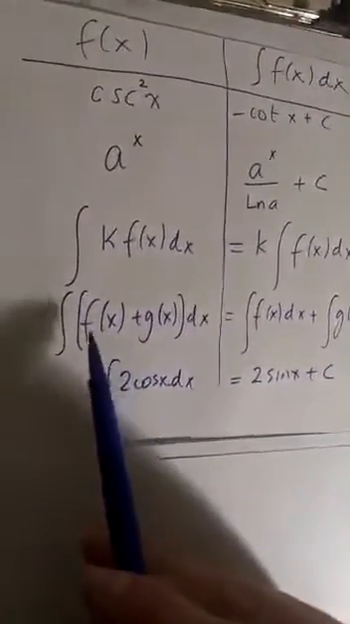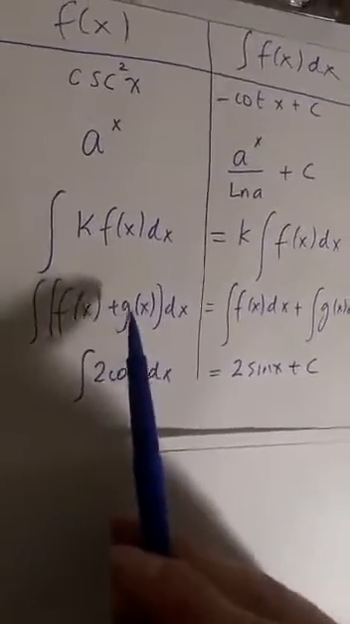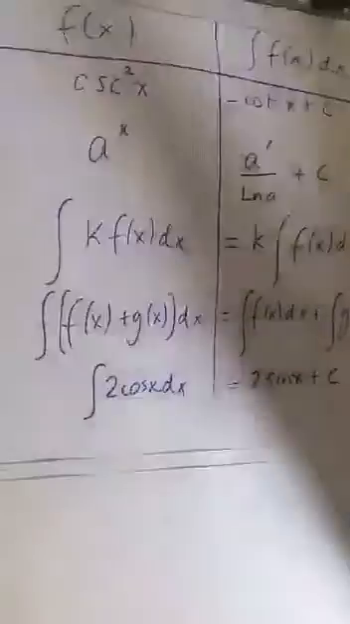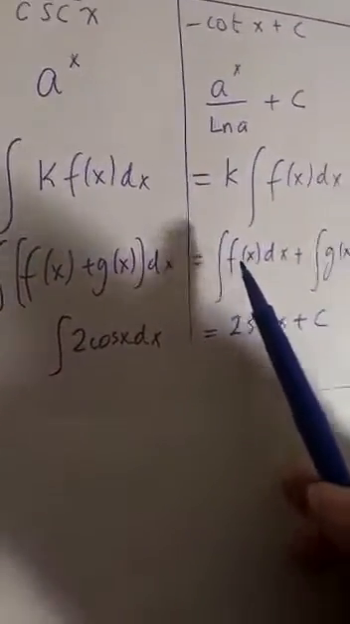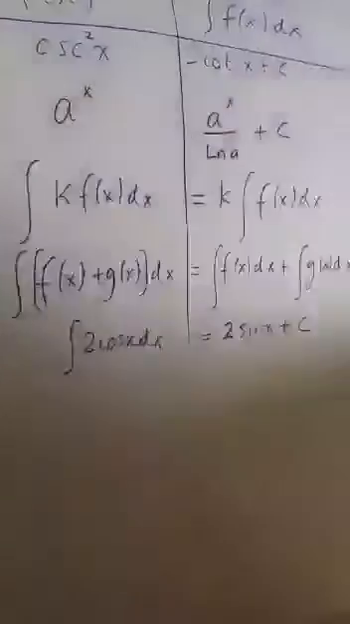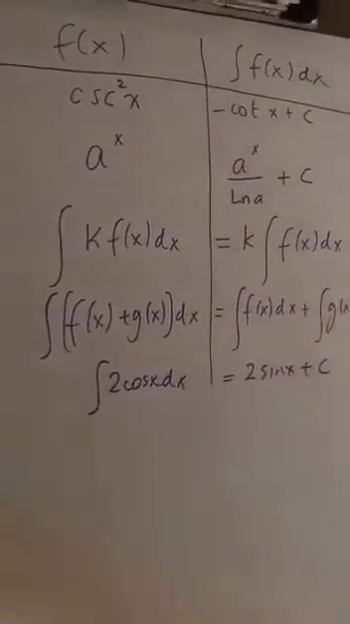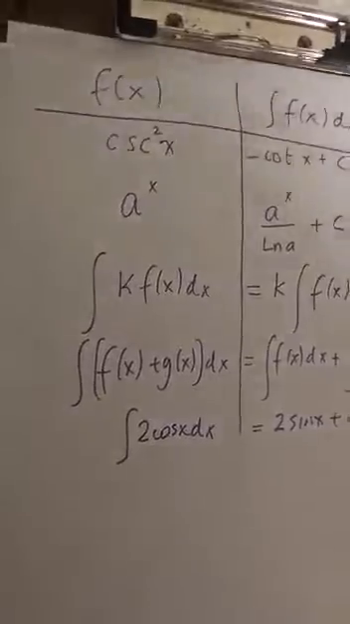And then when you integrate the sum of two functions, f of x plus g of x, you can separate the two integrals. That's the integral of f of x plus the integral of g of x with respect to x. And let's do some examples.